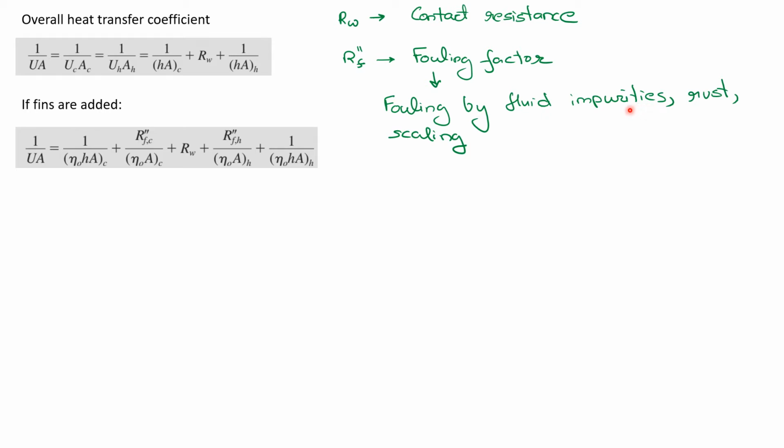So let's say you have some oil flowing. There might be some impurities from those oils that might be deposited on the surface of the tube, or your tube might rust if there's steam flowing through it, or if you have hard water and you are cooling or heating that water, there might be calcium deposits or scaling, which again opposes the transfer of heat or acts as an additional resistance. And that's why we include that resistance while calculating our overall heat transfer coefficient as well.